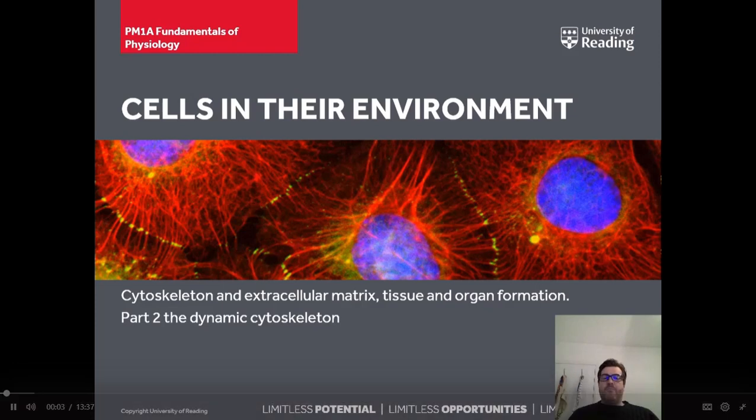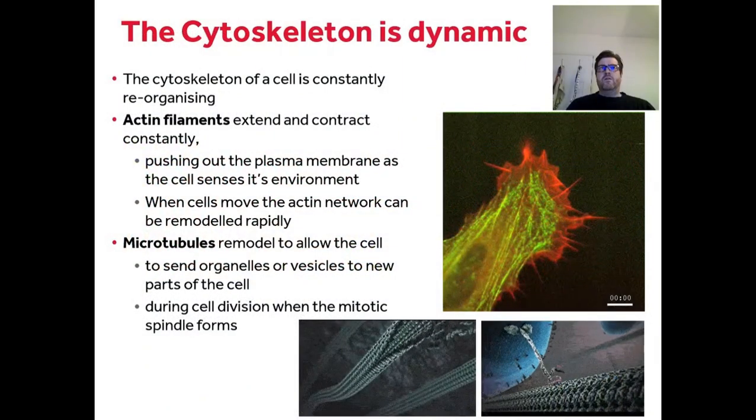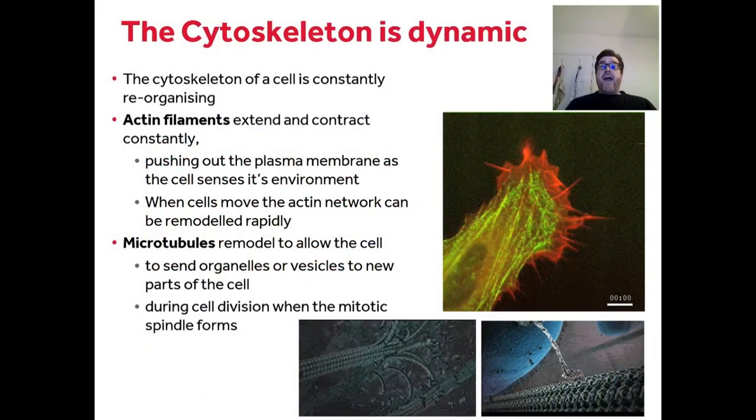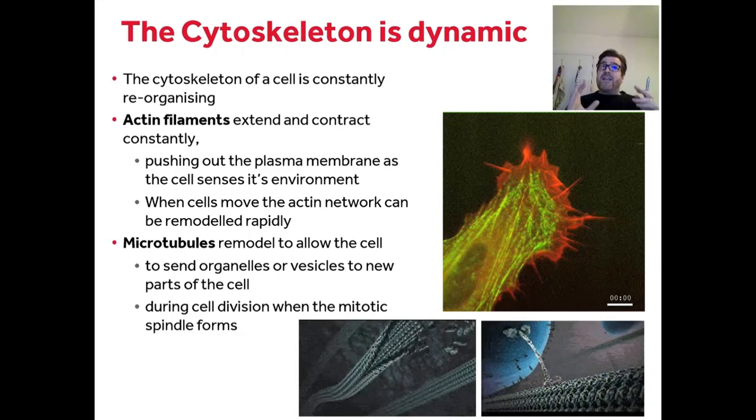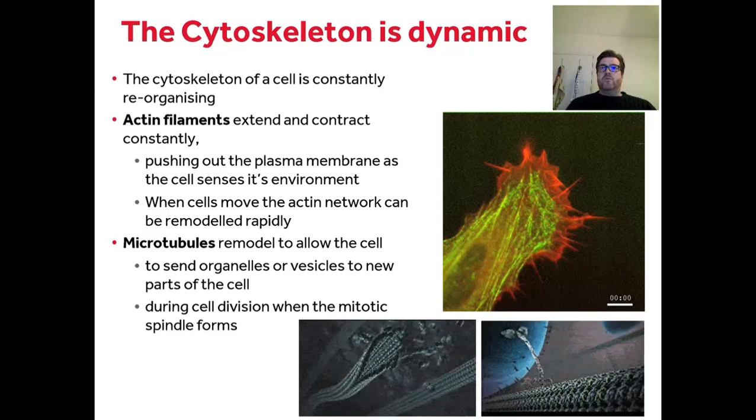So this is the second part of the Cells and Environment lecture. And here I'm going to talk about the dynamic cytoskeleton. So we've already told you about the cytoskeleton and how it helps form the structure of cells, but you shouldn't think of the components of the cytoskeleton as being rigid. In fact, the cytoskeleton is constantly reorganizing and it's not static at all, and it's constantly moving.